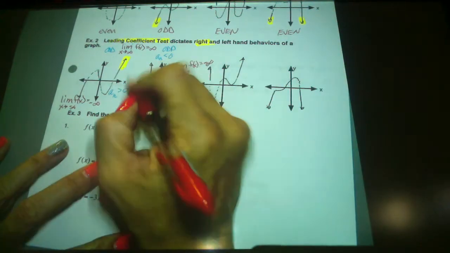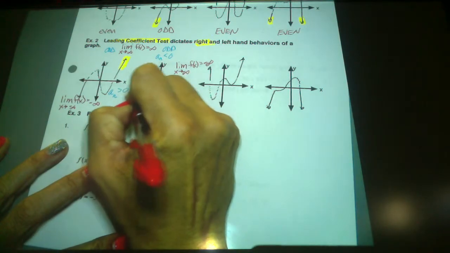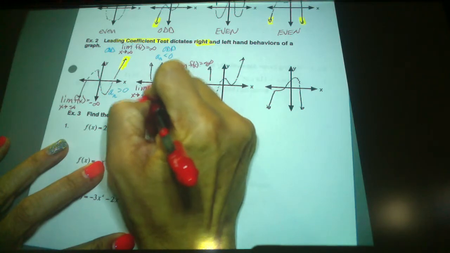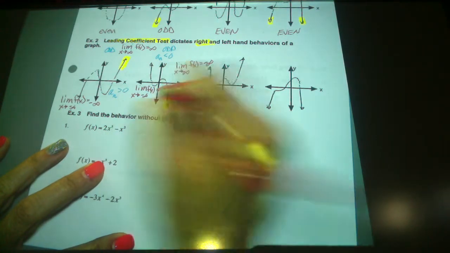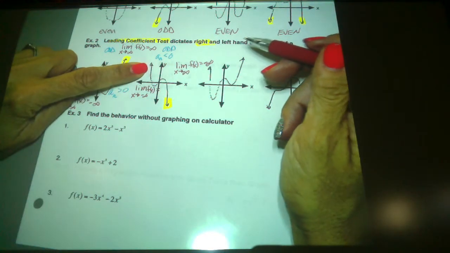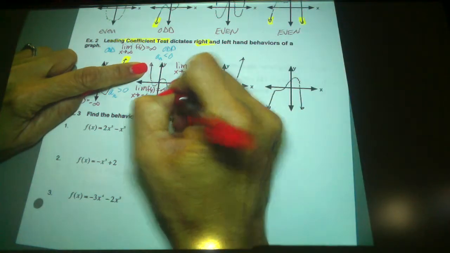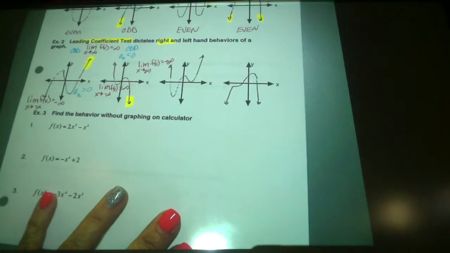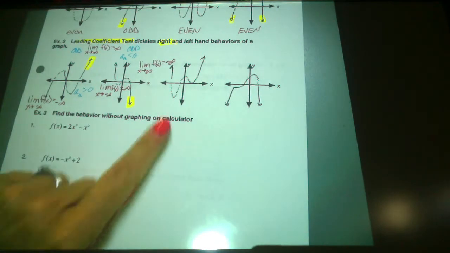Left-hand behavior. So the limit, as x approaches what this time? Negative infinity of the function is equal to, what's the graph doing on the left this time? Positive infinity. So then I want you to decide what's happening in graphs 3 and 4.